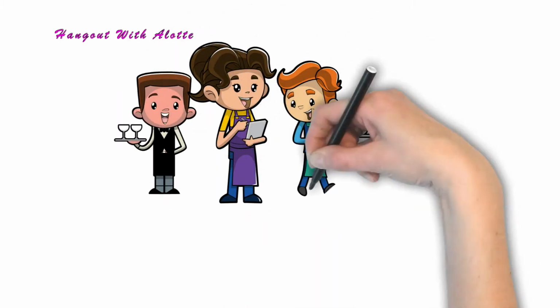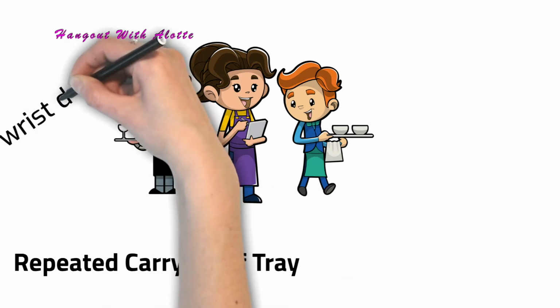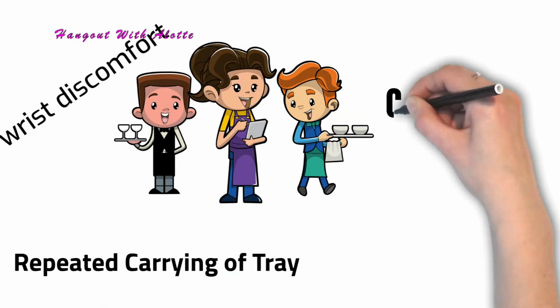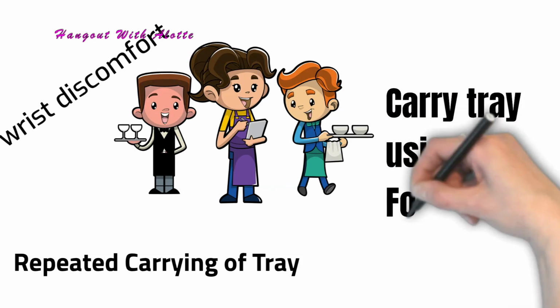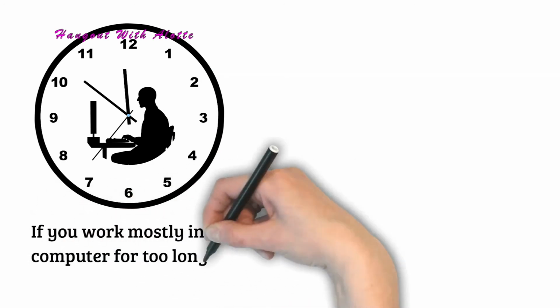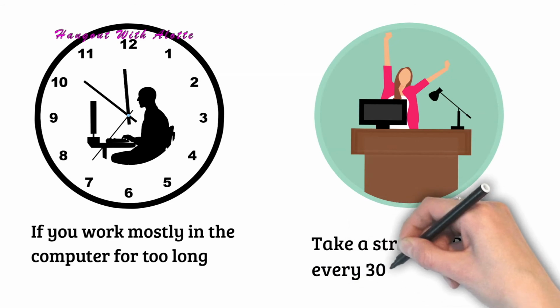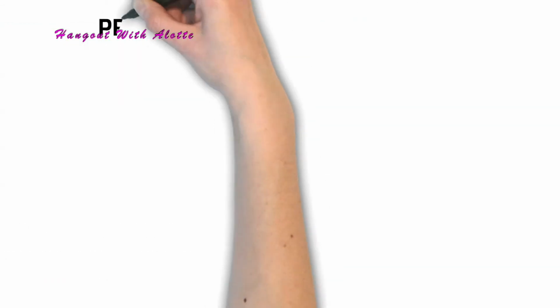Other jobs may entail repetitive carrying of trays. Waiters and waitresses may get wrist discomfort, so carry the trays using the forearm. And if you are mostly on the computer for too long, you may need to take a stretch break every 30 minutes to 2 hours.